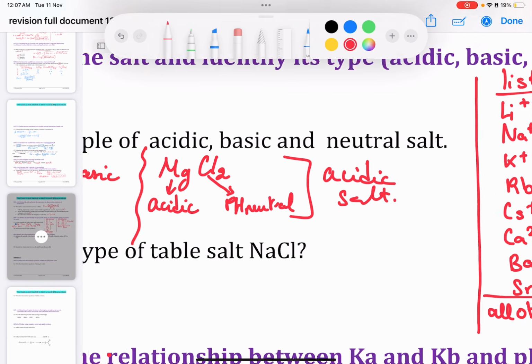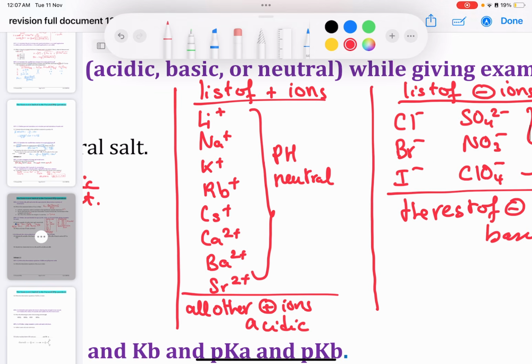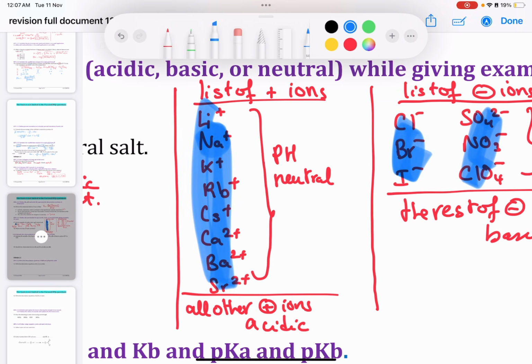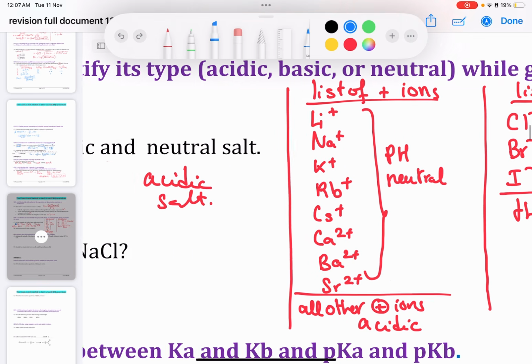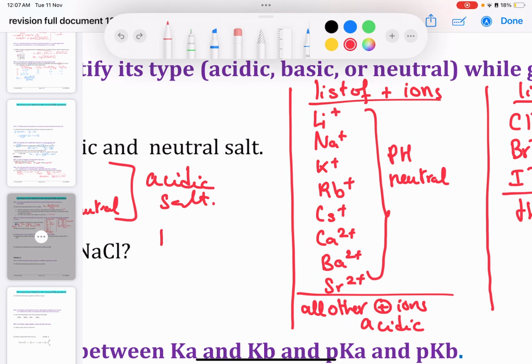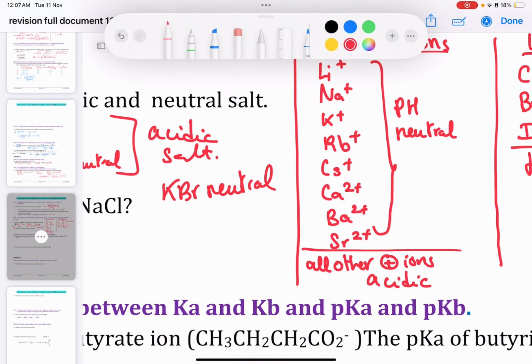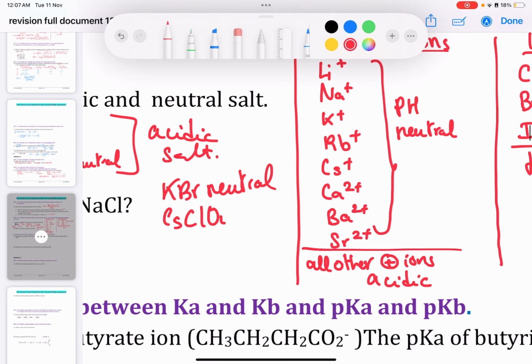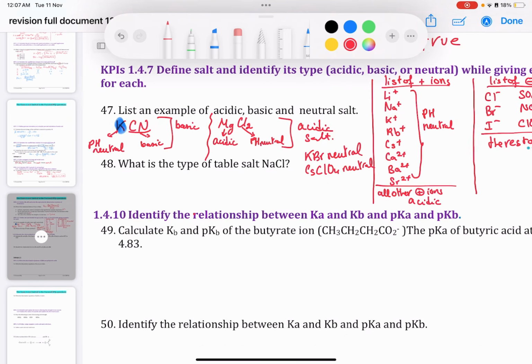Now, when do I have a neutral salt? Whenever I have a combination from this list of positive ions with something from these negative ions. So I'm going to give you an example. KBr, neutral. CsClO4, neutral salt, and etc. If you find this hard, check my tutorial video about salts on my channel.